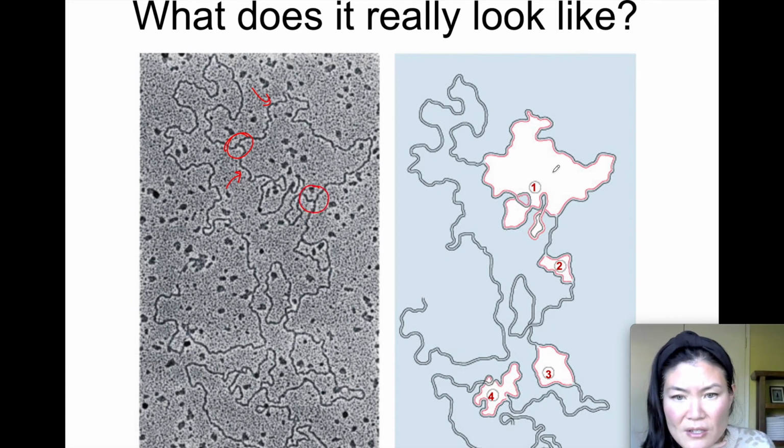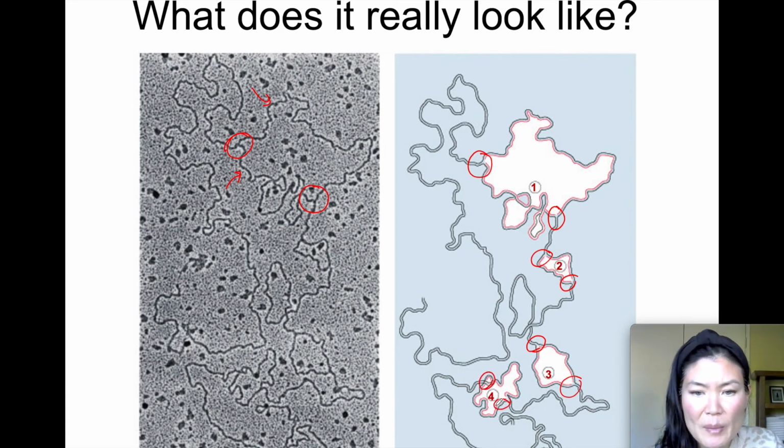So actually this is a drawing of what's going on. Replication fork, replication fork, replication fork. I don't know what cell this is in. It might be a human cell, okay? A picture of replication forks all throughout the genome.